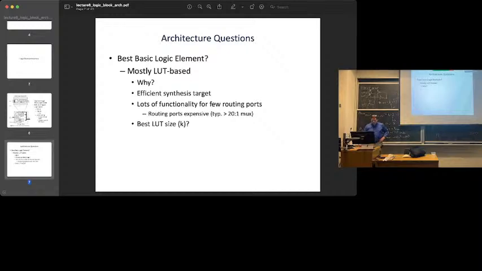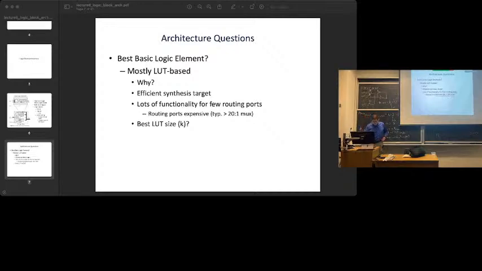Yeah, so it can do any function. So that basically means it gets lots of functionality for a small number of routing ports. And routing ports, as you just saw, are expensive. So we did a 16-to-1 mux. They're usually 16-to-1, sometimes even more than that. So that's a pretty expensive thing.